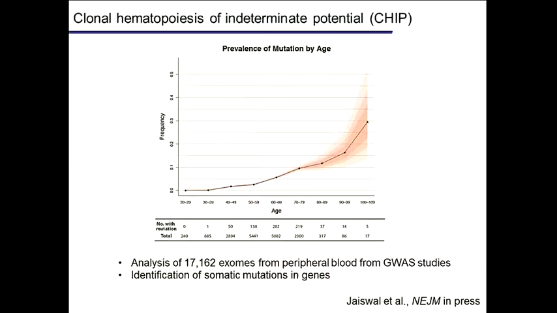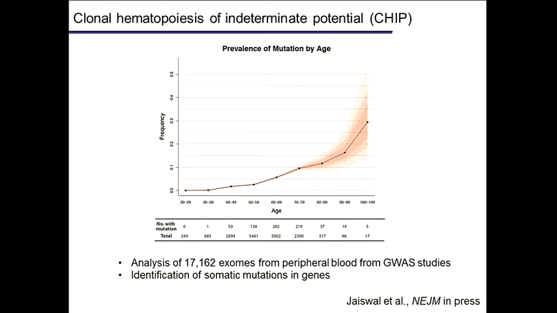All those studies exclude anything that looks somatic because they're really looking for germline predisposition. We did the opposite and excluded things that looked like they were germline and looked for somatic mutations in the genes that are recurrently mutated in hematologic malignancies.